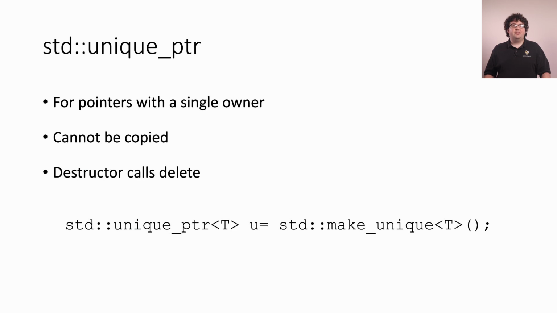To create a unique pointer, we use the makeUnique function. Both makeUnique and unique pointer need to be templated on the type we'll be pointing to. When the unique pointer destructor is called, it calls the delete operator for us.